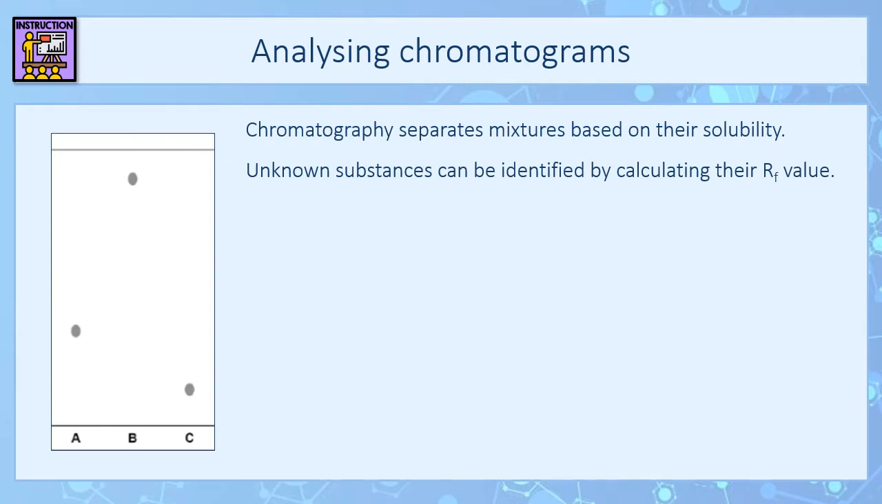If we don't know what a substance is, if it's an unknown substance, we can identify it by calculating its RF value. So that funny RF symbol stands for retention factor, and all it's telling us is how well it's dissolving in the mobile phase in chromatography.